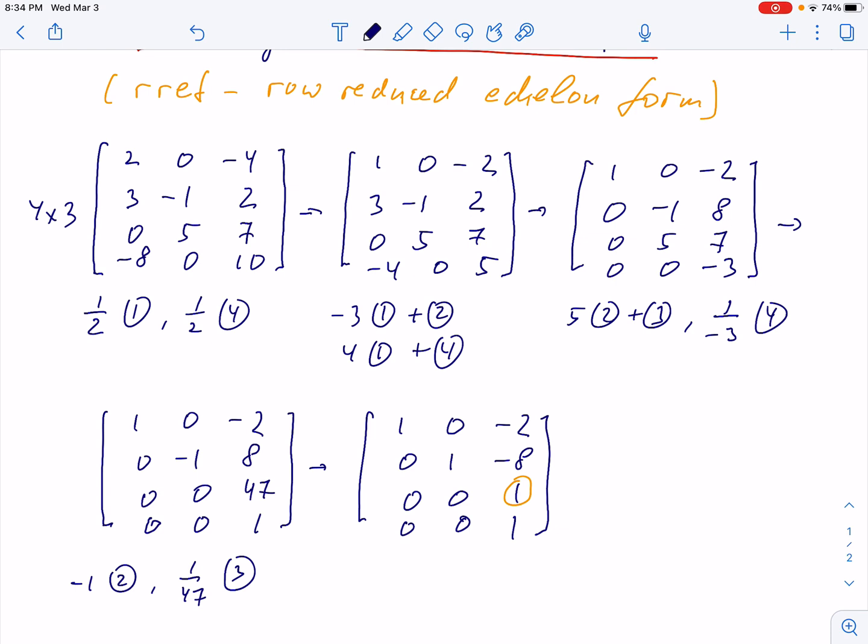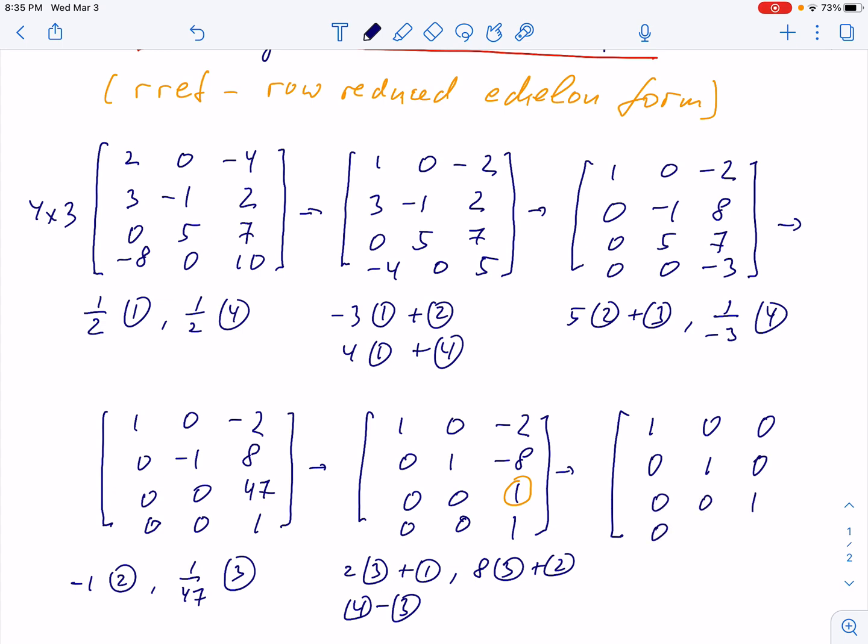Multiply the third by 2, add to the first, multiply by 8, add to the second, and then just subtract the fourth minus third. Subtract the third from the fourth. So let's see what we have now. 1, 0, 0, 0, 1, 0, 0, 0, 1, 0, 0, 0 only. This is the row-reduced echelon form.